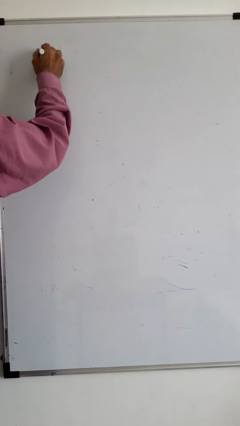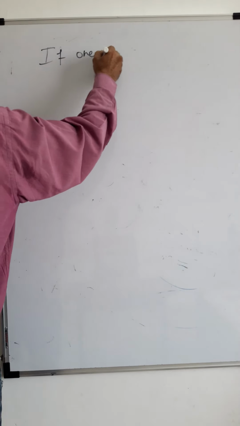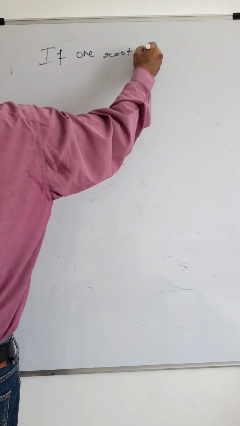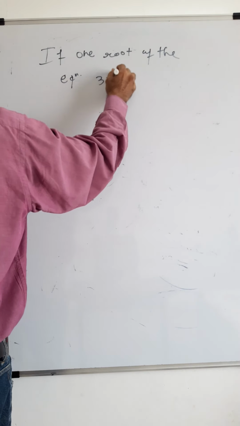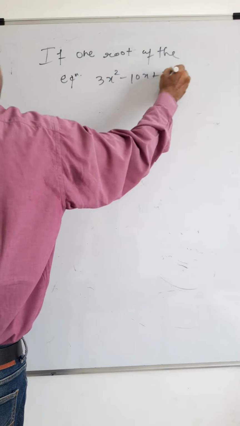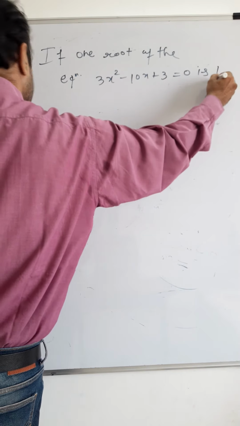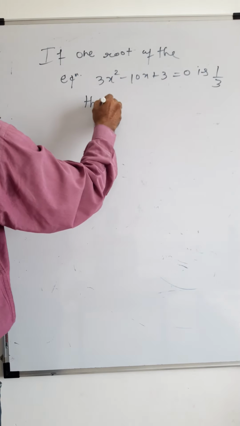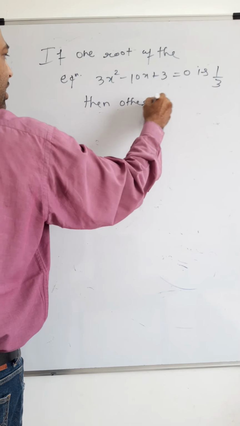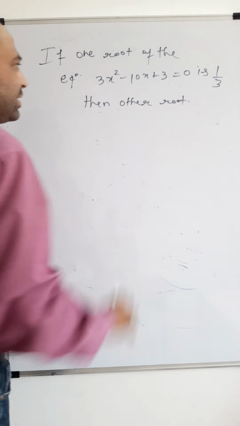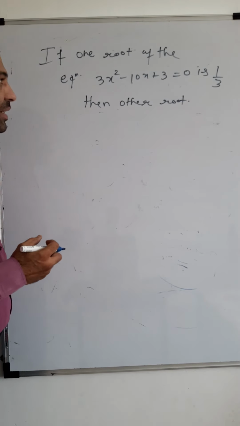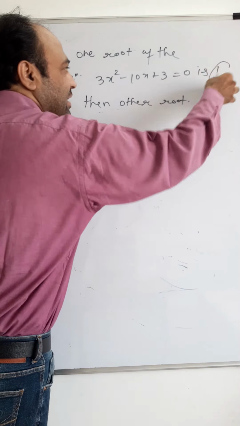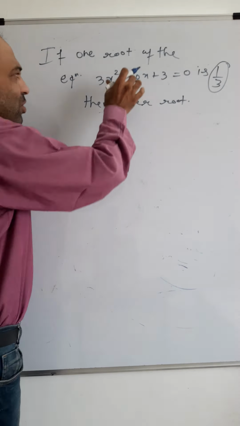Now see one more situation. If one root of the equation 3x square minus 10x plus 3 equals 0 is 1 by 3, then find the other root. See, in such type of sum, you require a smart approach. What they said: one root is 1 by 3. What would be the other root? So don't go for the solution.